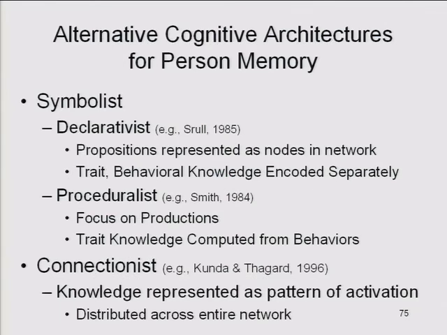Now, there are actually a couple of different ways to think about this. There are a number of different architectures that can be used to represent the person memory. What we've been talking about is basically what's known as a symbolist architecture, where there are nodes representing symbolic information like kind and thoughtless and curse the salesgirl and so on.